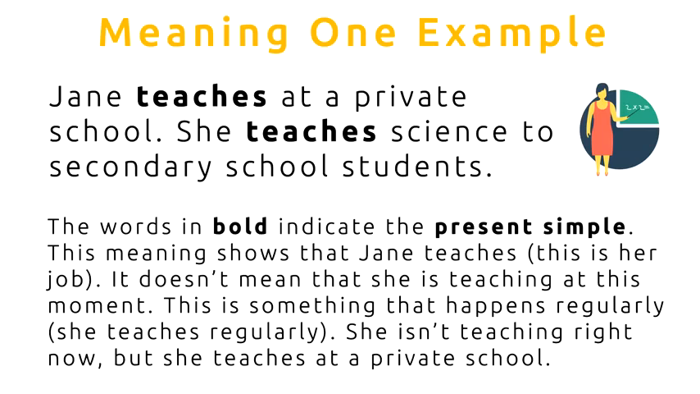Have a look at this example. Jane teaches at a private school. She teaches science to secondary school students. So the words in bold indicate the present simple. This meaning shows that Jane teaches. This is her job. It doesn't mean that she is teaching at this moment. This is something that happens regularly. She teaches regularly. She isn't teaching right now, but she teaches at a private school.